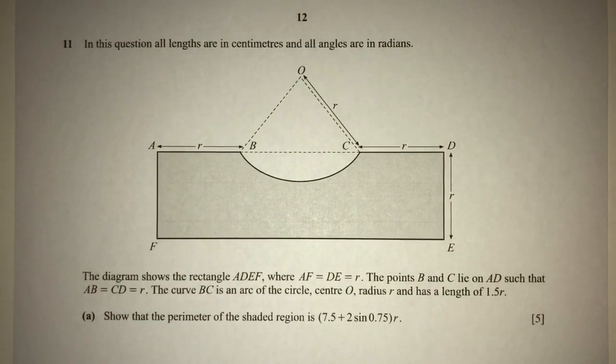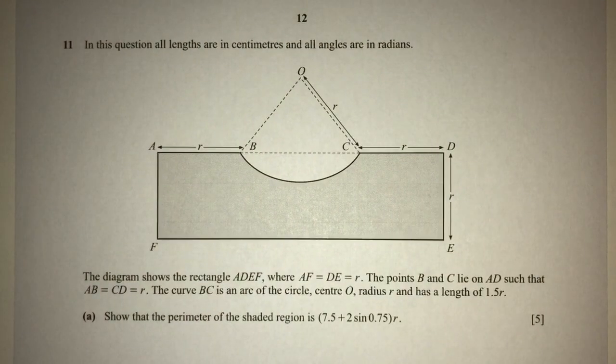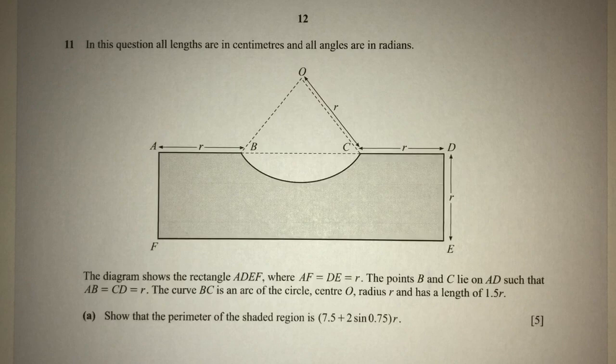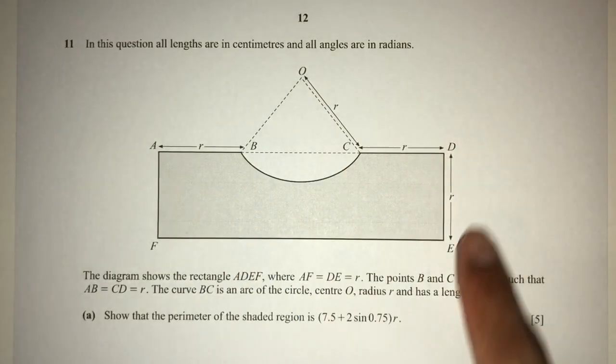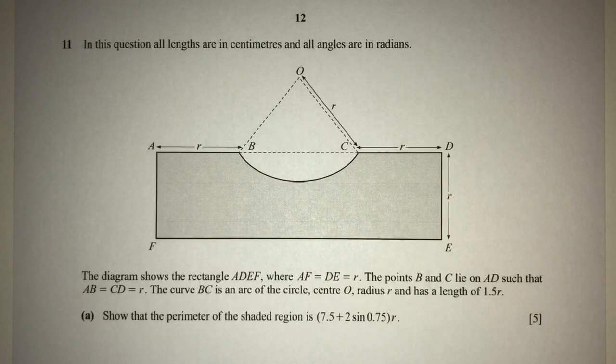Now for question number 11. In these questions, all the lengths are in centimeters and the angles are in radians. Now the question: the diagram shows the rectangle ADEF, where AF and DE are R. Okay, good to know. The points B and C lie on AD, such that AB and CD are the radius as well.